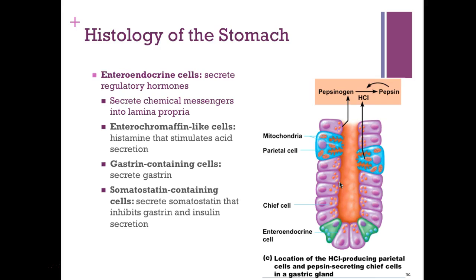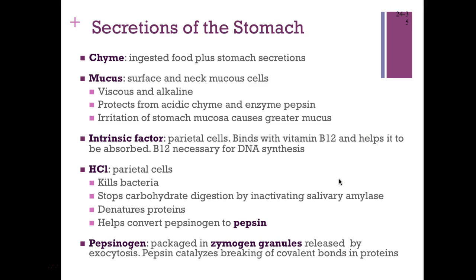Gastrin-containing cells are going to secrete gastrin. Simple enough there. And then we have our somatostatin-containing cells. These are going to secrete somatostatin, which is responsible for inhibiting gastrin and insulin secretion. So we said that once food moves into our stomach, it becomes more of a liquefied food, and at that point we are going to call it chyme.